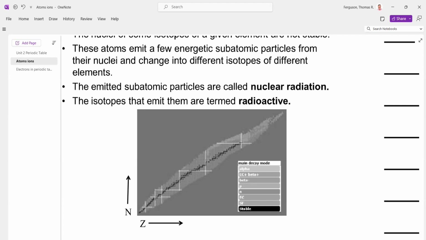You can also capture stuff. Most of the time you're emitting stuff. Has anyone had a PET scan in here?